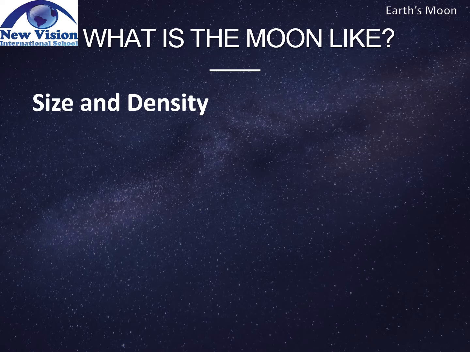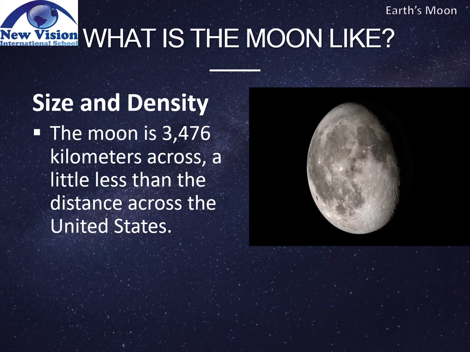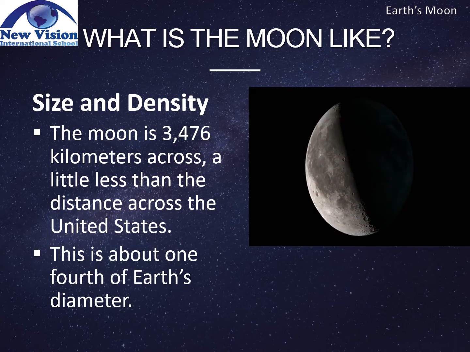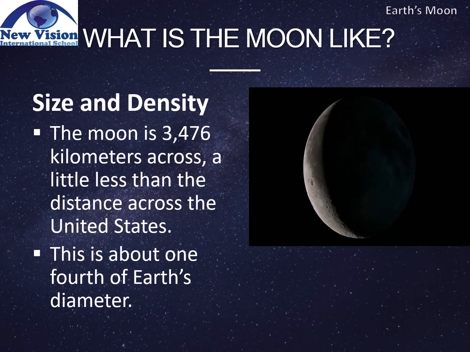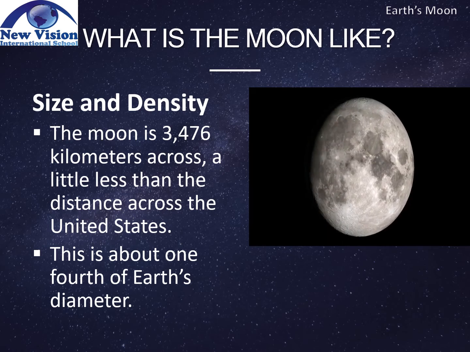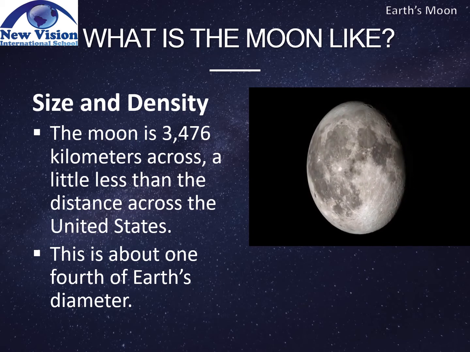Size and density. The moon is Earth's only natural satellite. The moon is about 1/4 the size of Earth. The moon is 3,476 kilometers across, a little less than the distance across the United States.